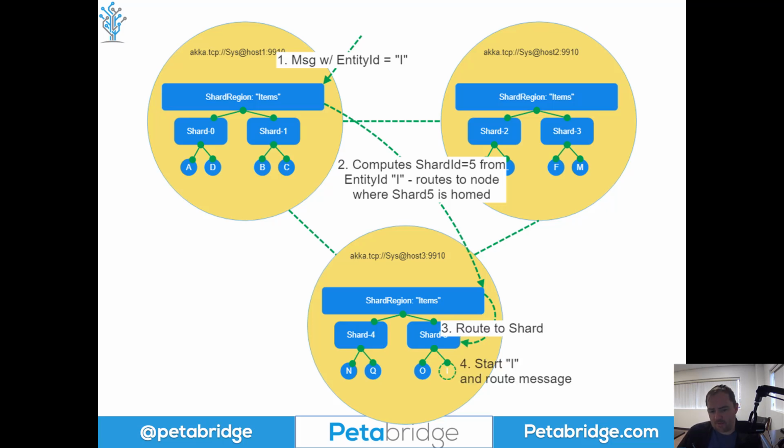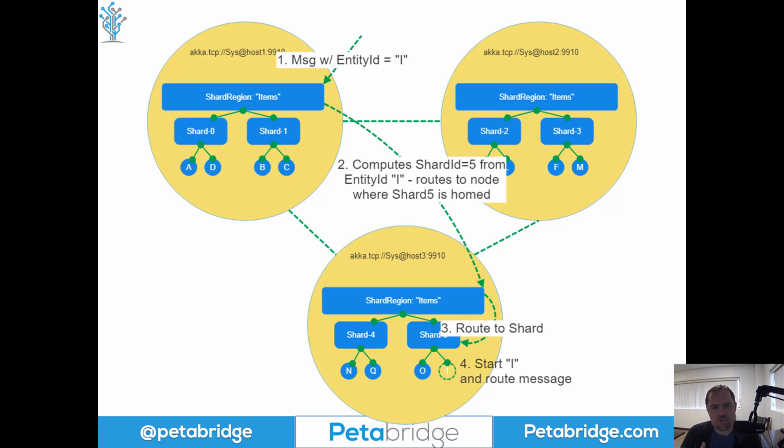The next step is the shard region running on host 3, which is where shard 5 is, routes the message to the shard, and the shard is going to see that entity I doesn't exist yet. So what will happen in this case is shard 5 will create this entity and send it the message that we sent in step 1. So there are a couple of hops involved initially, but this allows us to transparently message this entity actor I from anywhere inside our cluster. We don't necessarily have to message it on node number 3, host 3 right here.